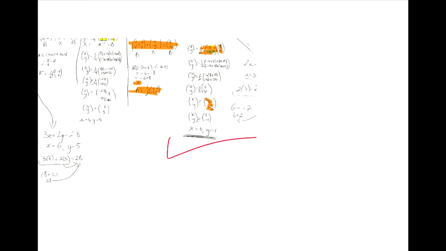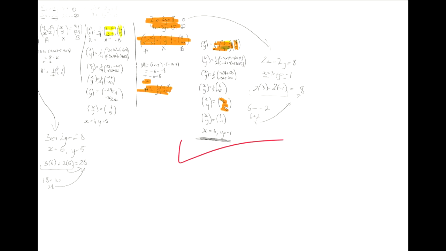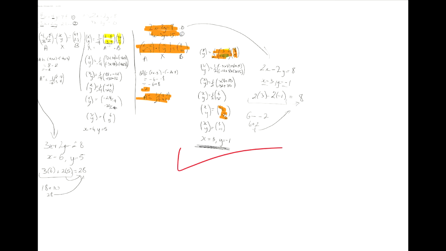And that is how we do simultaneous equations. We solve them using matrices. And you can always check your answer to make sure your work is correct.